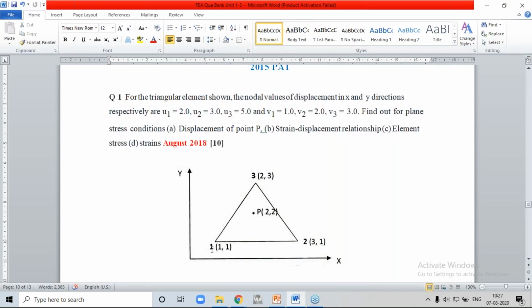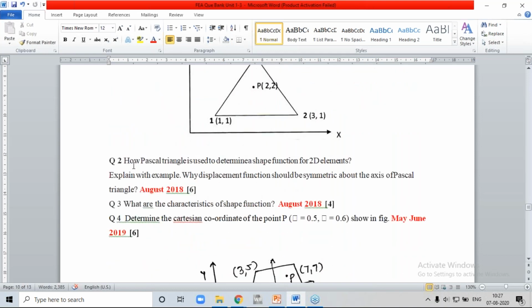So you have a triangular element, and then you find out the displacement of a given point P. If you know the shape functions at points 1, 2, 3, you can find the displacement at an intermediate point on the element. Then stress-strain relation, element stresses. The calculation of stresses or strain you can find using the shape function, not in the formulation of the element stiffness matrix.